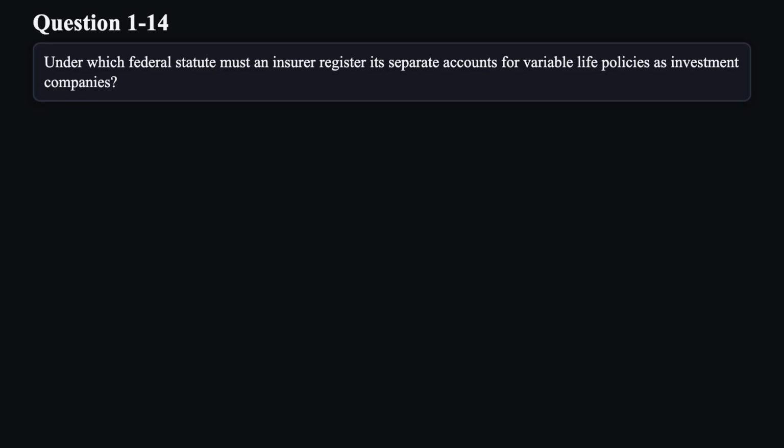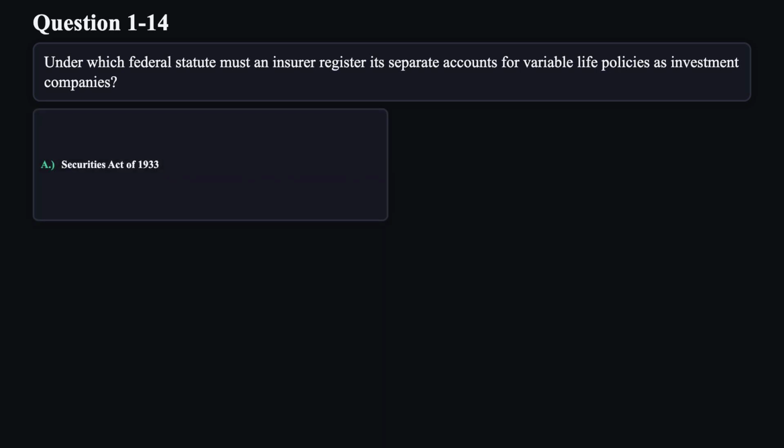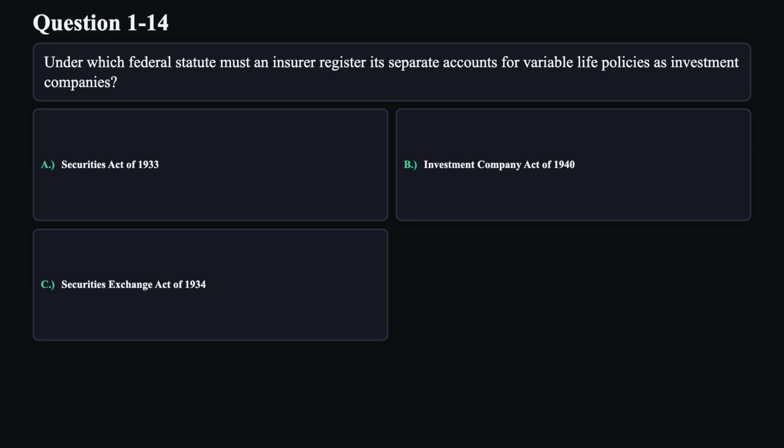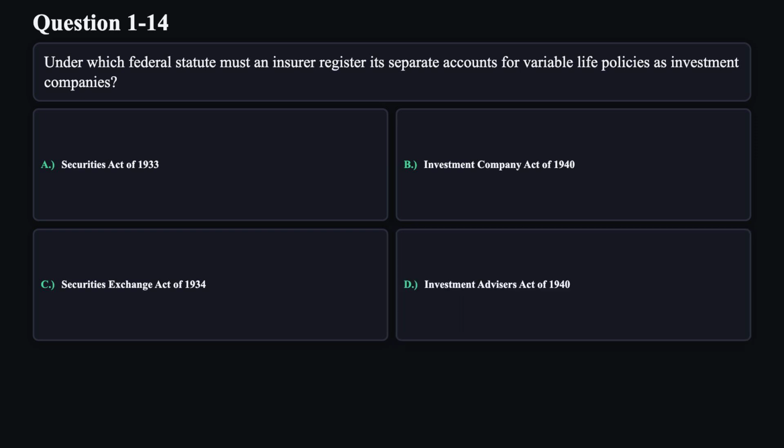Question 14. Under which federal statute must an insurer register its separate accounts for variable life policies as investment companies? A. Securities Act of 1933. B. Investment Company Act of 1940. C. Securities Exchange Act of 1934. D. Investment Advisors Act of 1940.